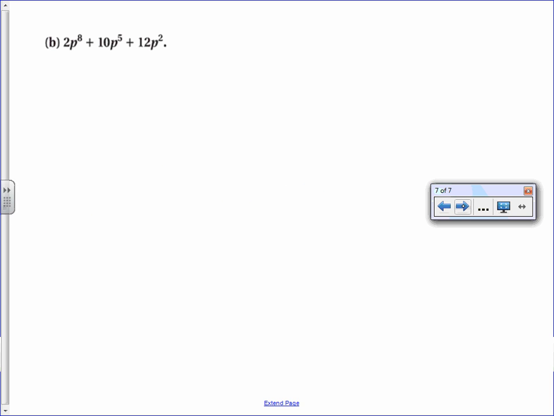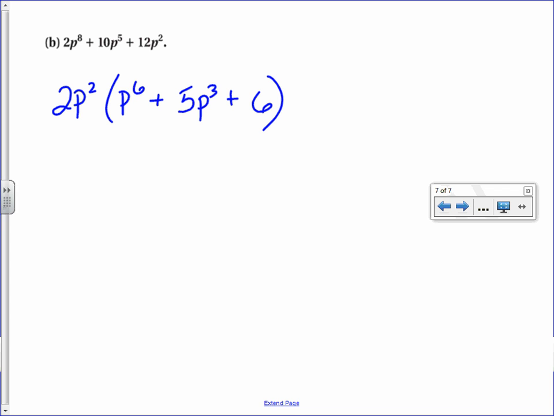Similarly here, this puts it all together. You want to look first to see if there's something you can take out from all these three terms. We can definitely take out a 2, and we can also take out a p squared. That's the most we can take out. What will be left to us here is p to the 6th for our first term, plus 5p to the third power, plus 6. Can't stop there. Look at what you have in here and see if you can break it down.